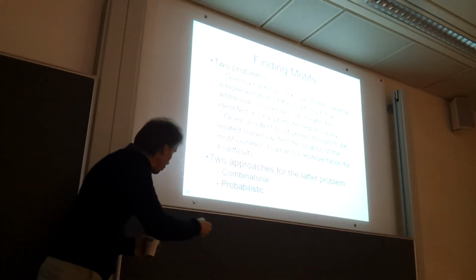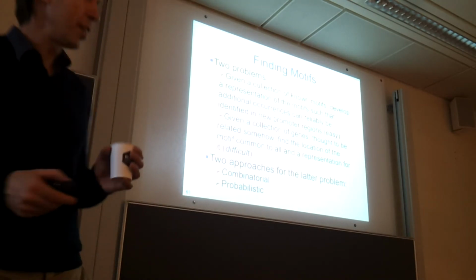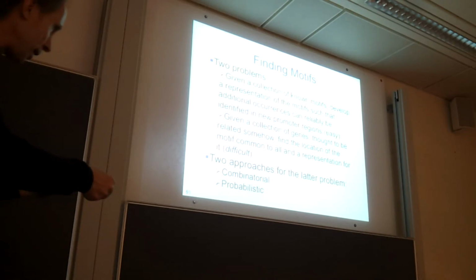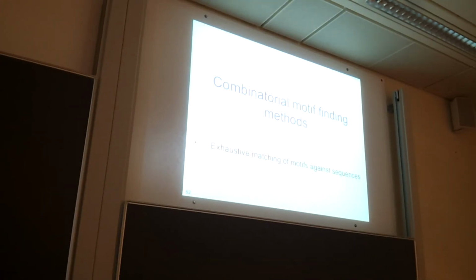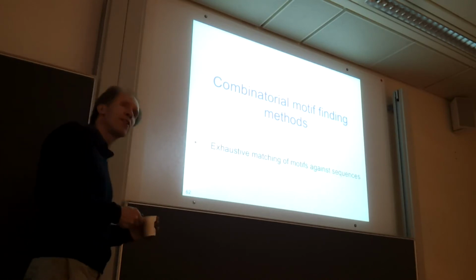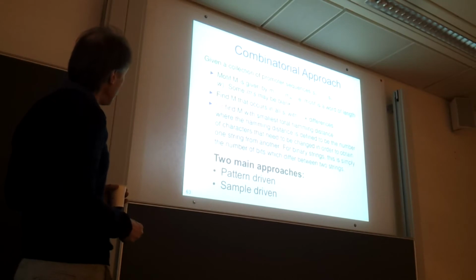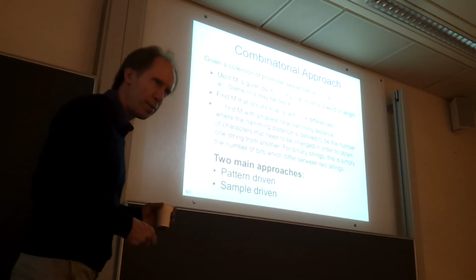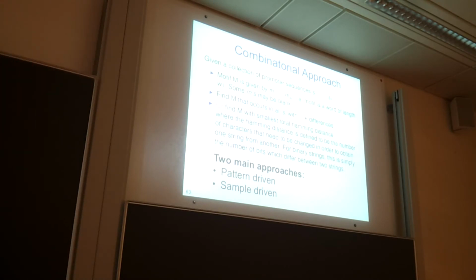So you have a combinatorial approach and a probabilistic approach, both of which I will do. And I think, given the time, that I will not get to probabilistic, so that will happen in the next lecture. So, combinatorial motif finding methods. Very often they are pretty exhaustive, so you will need a computer to do it. Here, now we go a little bit more formal, a little bit more mathematical, you might say, but I'll talk you through it. You should be able to survive this.